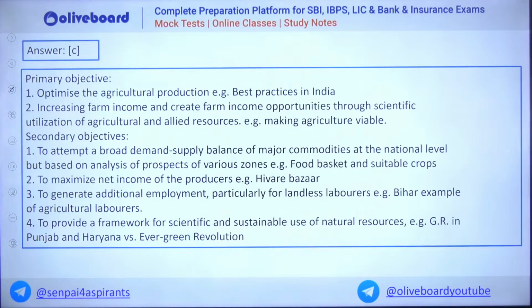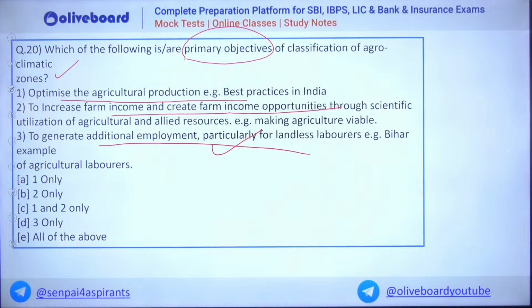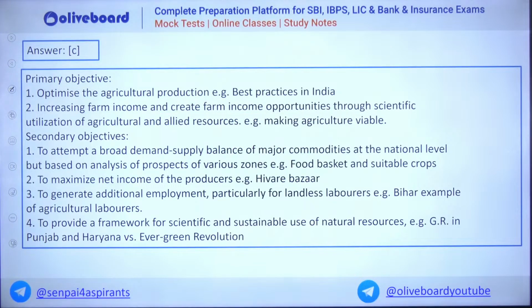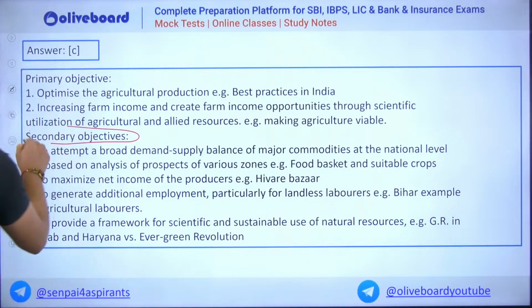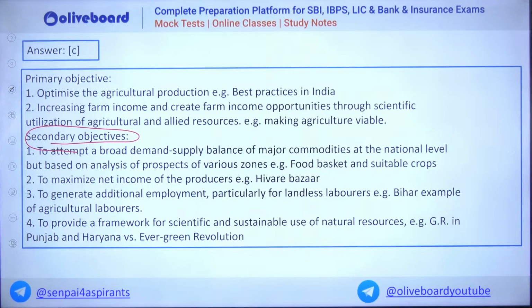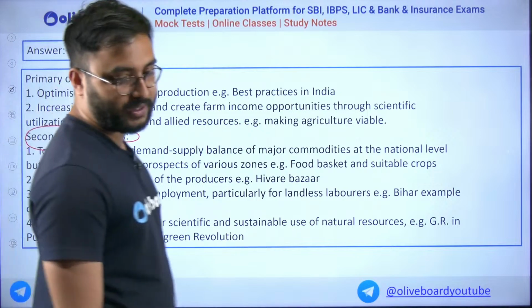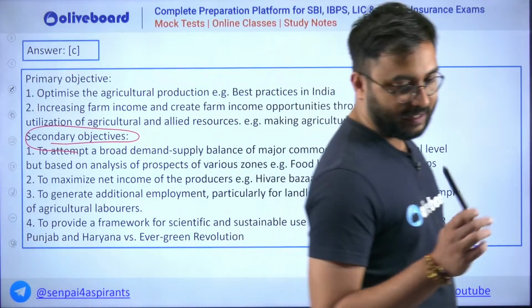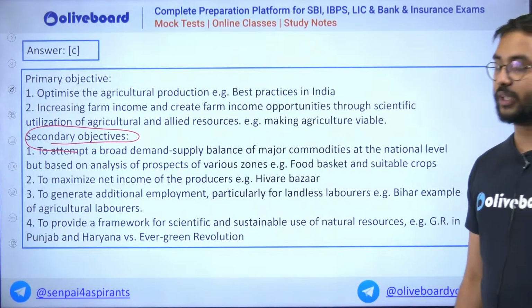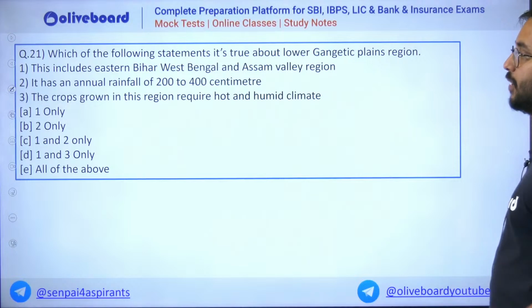So the answer here is C, which is 1 and 2. Your third, that is generating employment, is your secondary objective. Okay, generating employment is your secondary objective. Wisdom, you made their mistake. Secondary objective is generating employment, it's not the primary one.